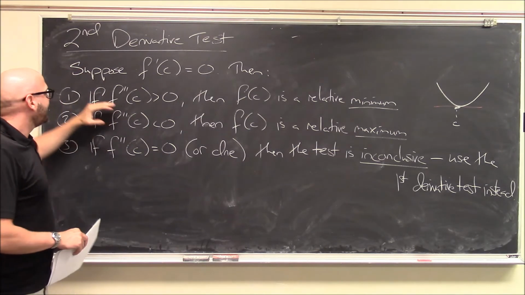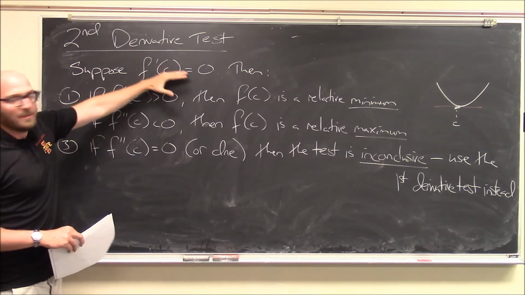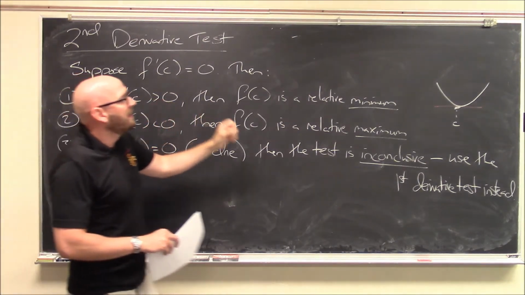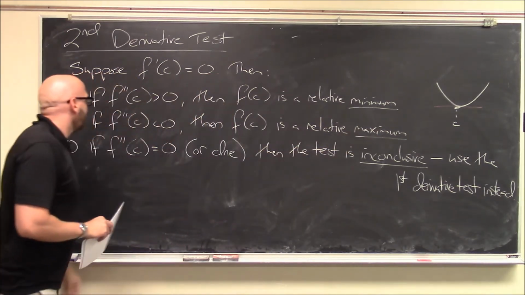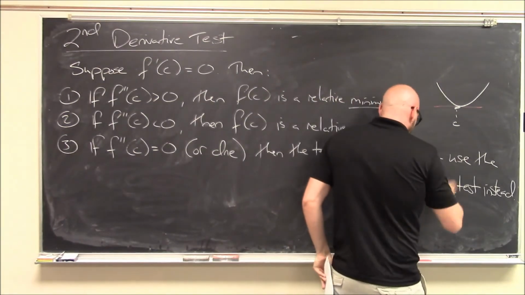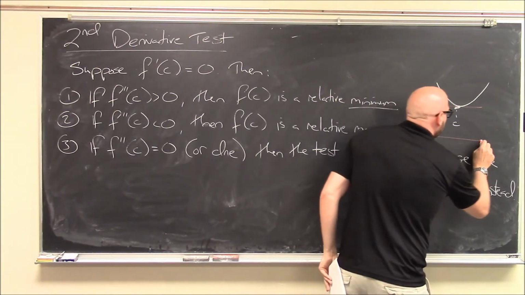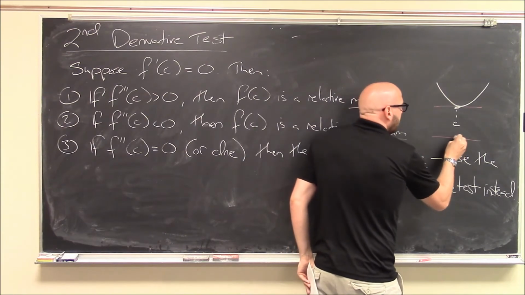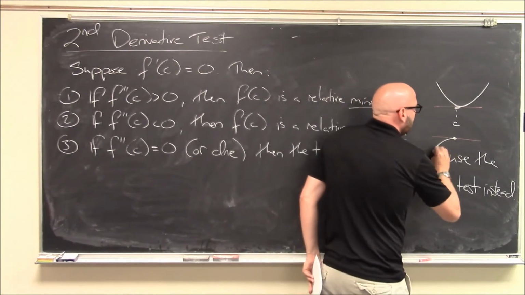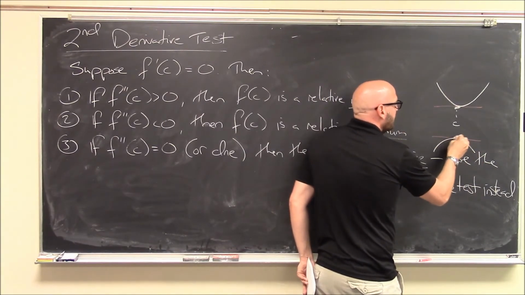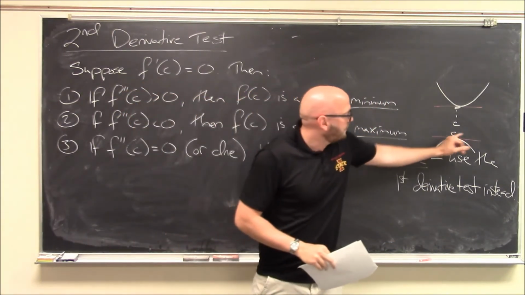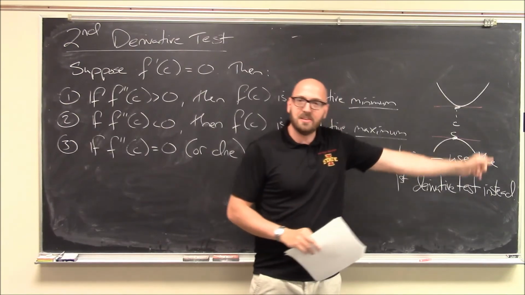So this is a really nice test. Take your critical number corresponding to a horizontal tangent line, and plug it into the second derivative. If the second derivative is positive, then you're a minimum. Vice versa, if my second derivative is negative, with a horizontal tangent line again, then it must be concave down. The only way it can be concave down and have a horizontal tangent line there is if it looks like that. So this is a point at the top of a hill, so it must be a relative maximum.